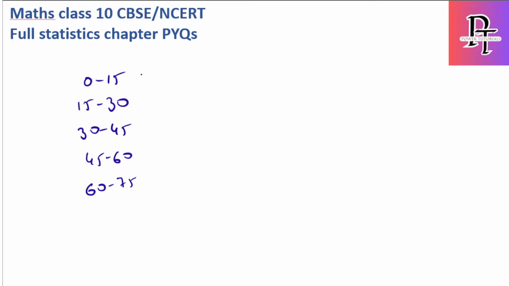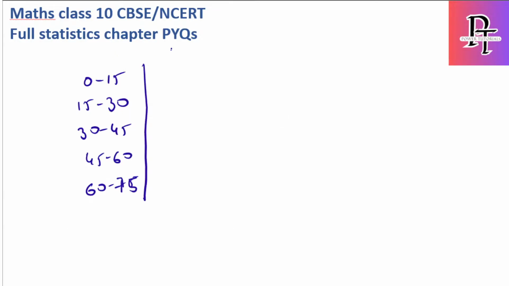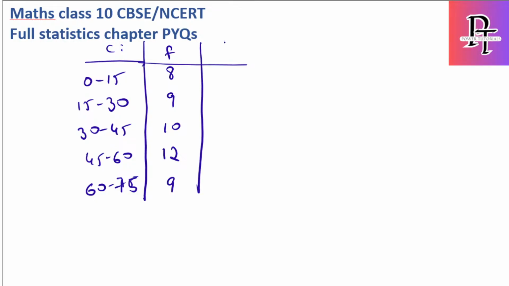These are class intervals. Then we have frequencies 8, 9, 10, 12 and 9. For median, we also have to write the cumulative frequency. So what is cumulative frequency? I will write it here. The first value will be the same, for the second we just add these two, it becomes 17, add these two, it becomes 27, add these two, 39, and add these two, 48.